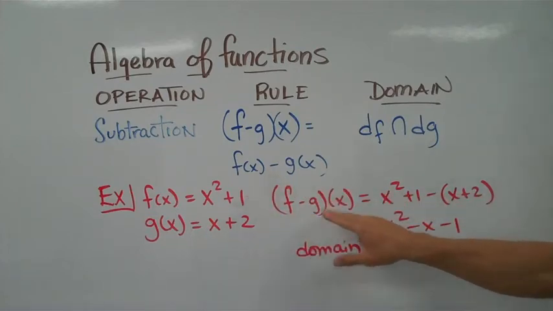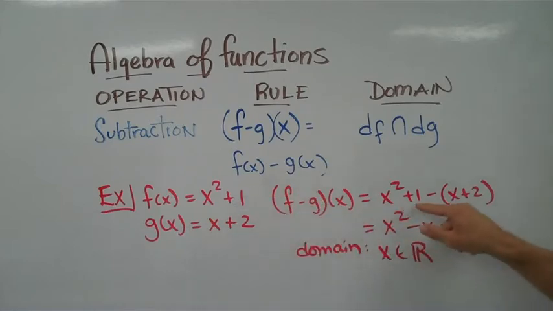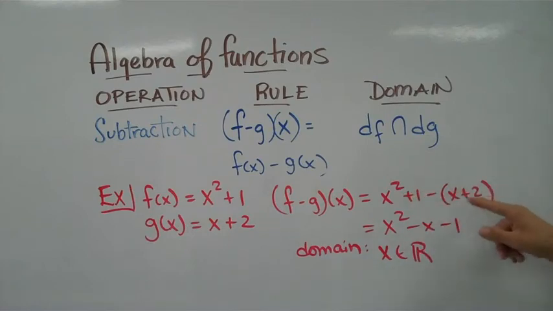(f − g)(x) is simply f(x) − g(x). Here's f(x) − g(x). Distribute out the negative to both of those, and you'll get x² − x, and a 1 plus a negative 2 is negative 1. What's our domain? Well, where do these overlap, or where do they have an intersection? They're both all real numbers, so they will intersect at all real numbers.